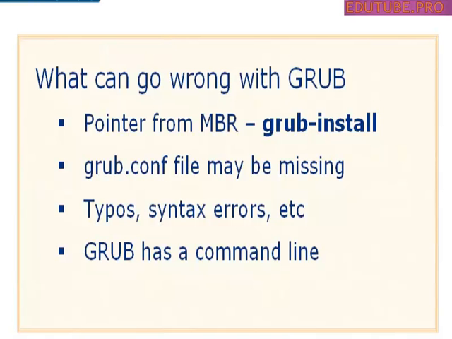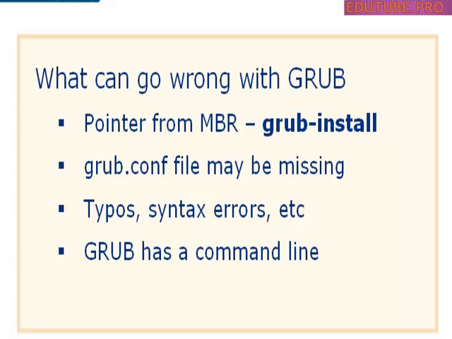When you install grub, it installs a pointer from the master boot record to the grub.conf configuration file, and that's based on the grub install command, which you may need to know to use in rescue mode if that pointer ever goes missing. Conceivably, the grub configuration file itself could go missing. And yeah, you could also have typos, syntax errors, and so on.